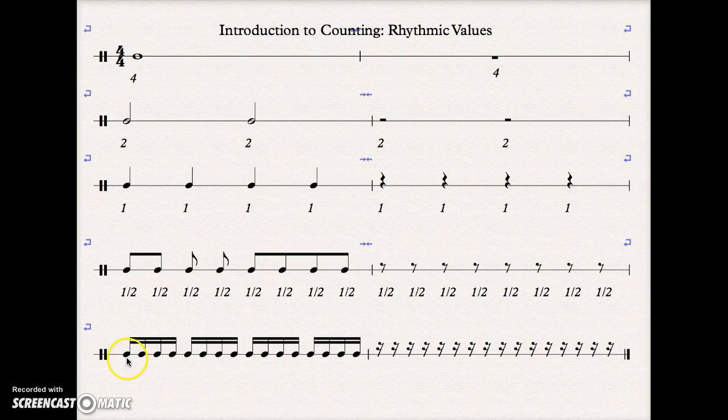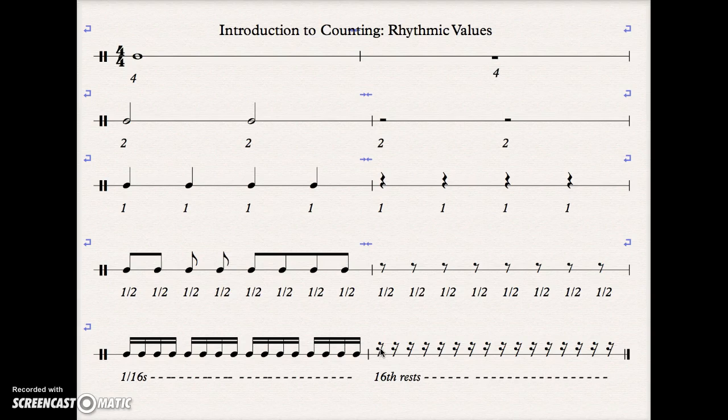Finally, these notes down here, notice they have 2 beams on them, and these are called 16th notes. 16th notes will always have 2 beams on them, and they will very often be 4 notes beamed together. So I'm not going to label all of these, but we'll just call them all 16th notes all the way down the row. And then, of course, these are the equivalent 16th rests all the way down the row.